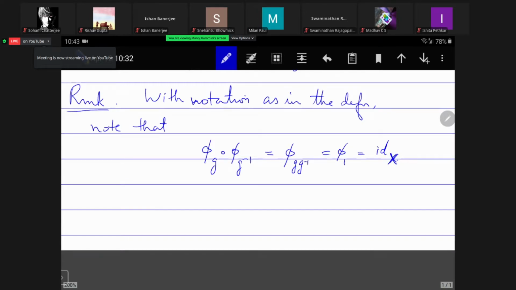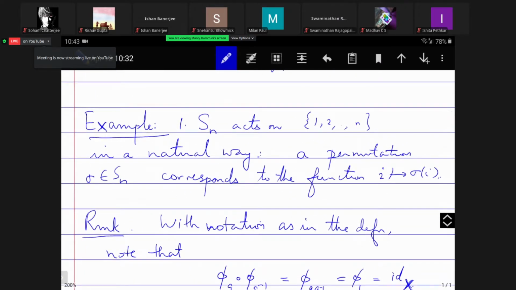Sir, in example 1, is phi of G equal to G? Correct. So this I am thinking about as the function phi of sigma. But sigma permutations are functions, right? Okay, sir. That's why I said it is a tautological example, but we would still like to think about this as a group acting on a set, just to become familiar with this idea. Is it clear now? Yes, sir.